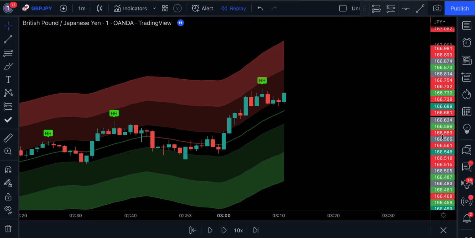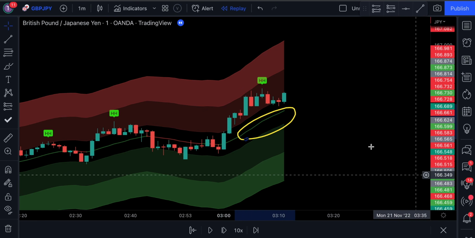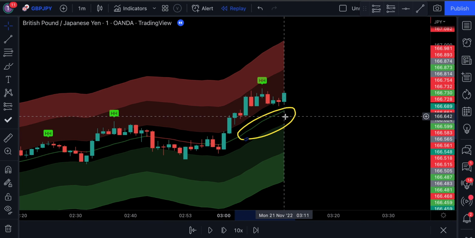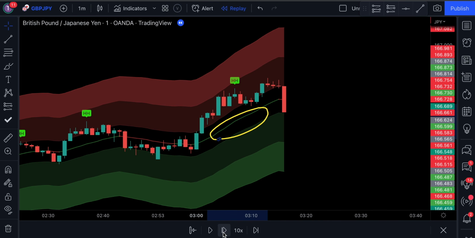So the conditions for entering a long trade are as follows. First, the Nadaraya Watson baseline must be green color. Second, the price action must be positioned above the green line. Third, the price action must make a pullback into the baseline. During such a pullback, the candlestick must not cross and close below the green line. This is very important because if it does so, the pullback is automatically invalid.